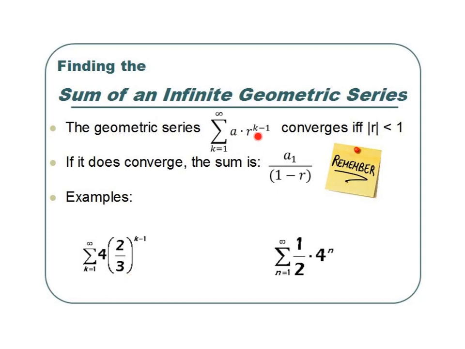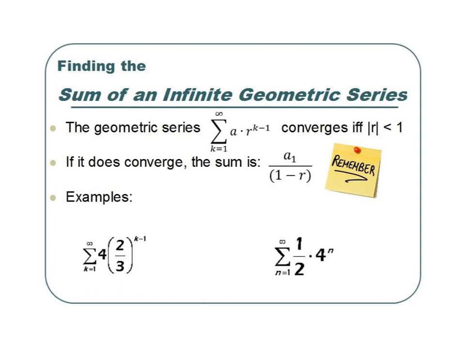Compare it to your geometric rule that we have here. This is your first term, got it. Taking it times something to a power, taking it times something to a power. This looks like a classic geometric explicit rule. Look at what your R value is. It's 2/3. Well, that's less than 1. So we can find the sum of this.